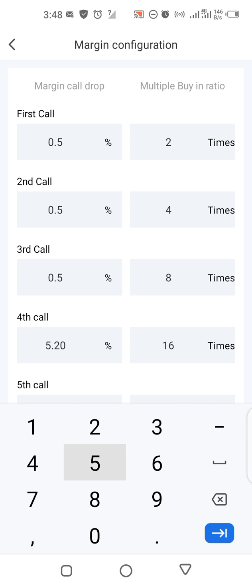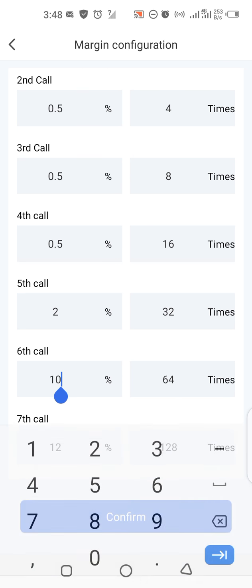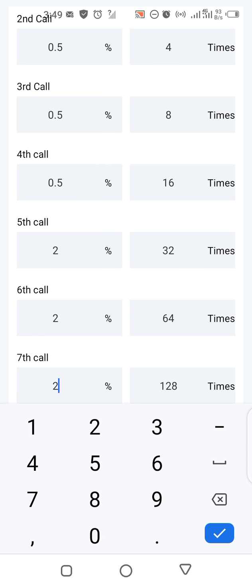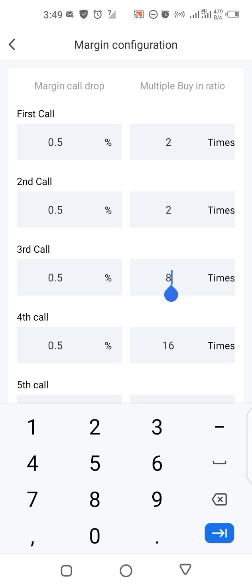This I've said is whole position. Now I've said from the 5th call it is independent. 2%, from the 5th to the 100 times. Then this I do. Let me say 2. Okay, then you say 2, so I will save.